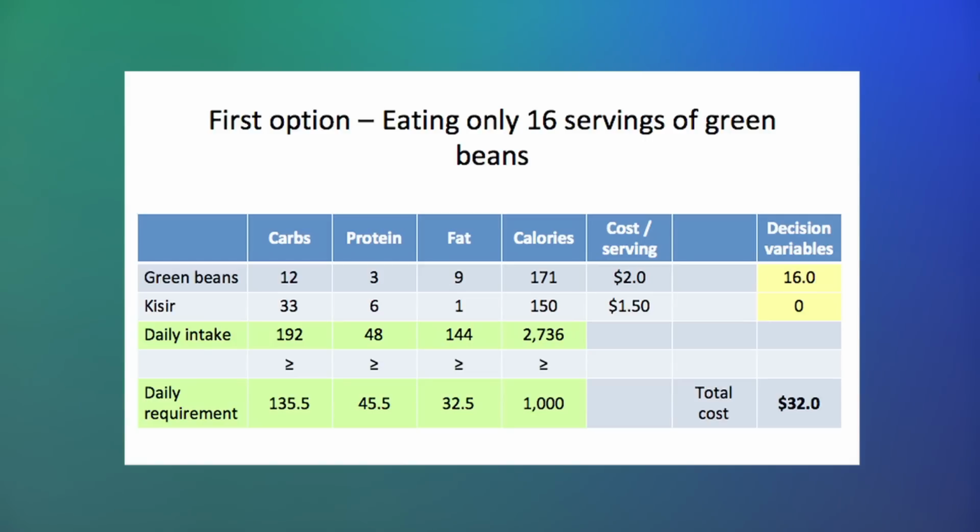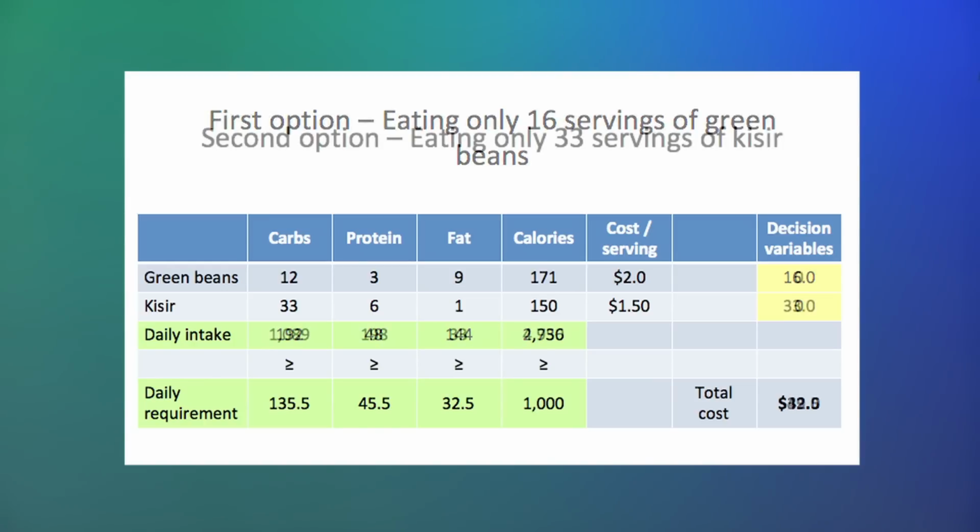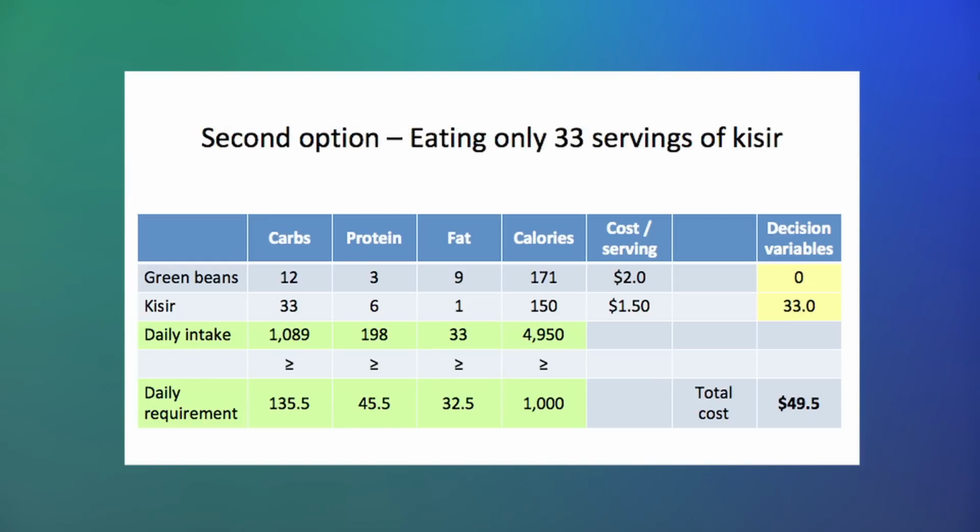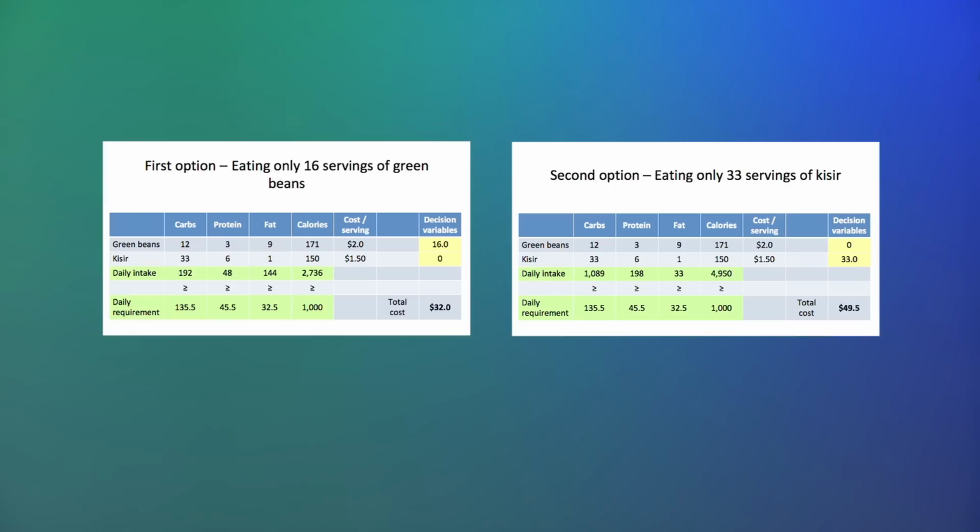Welcome back. What desirable levels of green beans and kısır did you come up with? We can easily say that we reach or even exceed our daily requirements by eating only either 16 servings of green beans or 33 servings of kısır. Let's look at these two options.